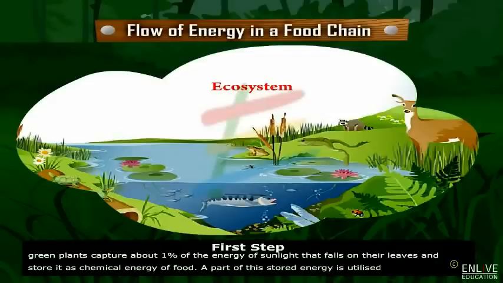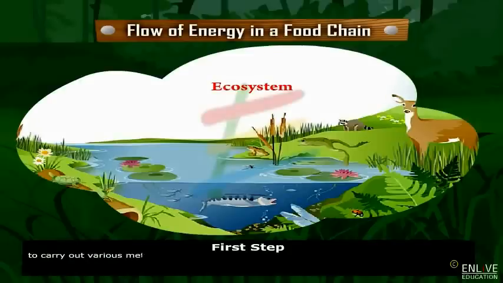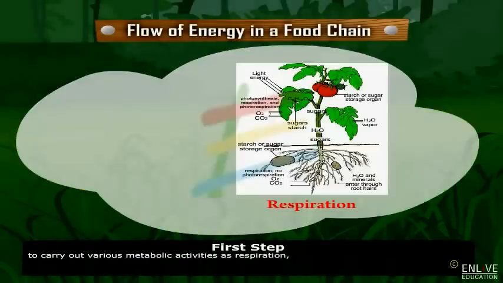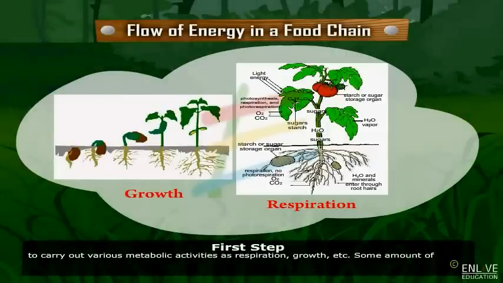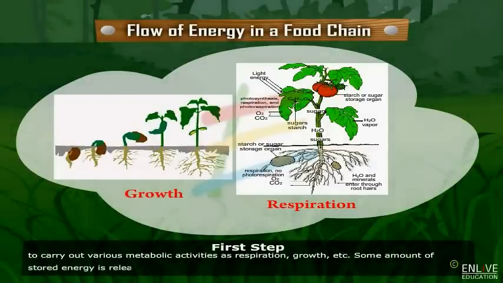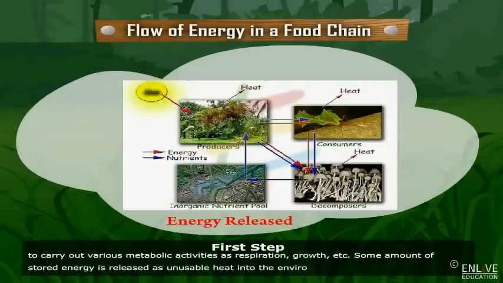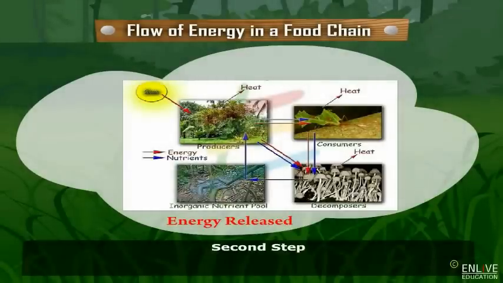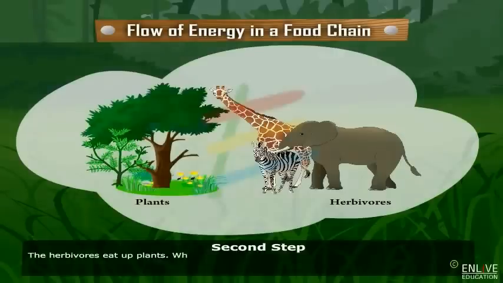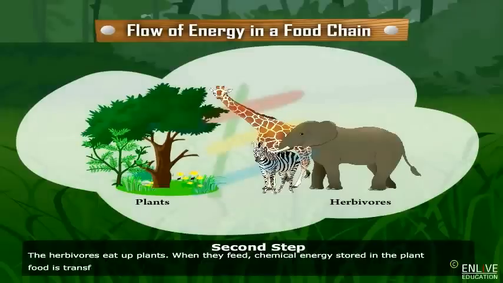A part of the stored energy is utilized by the plants to carry out various metabolic activities as respiration, growth, etc. Some amount of stored energy is released as unusable heat into the environment. Second step, the herbivores eat up plants. When they feed, chemical energy stored in the plant food is transferred to the herbivores.